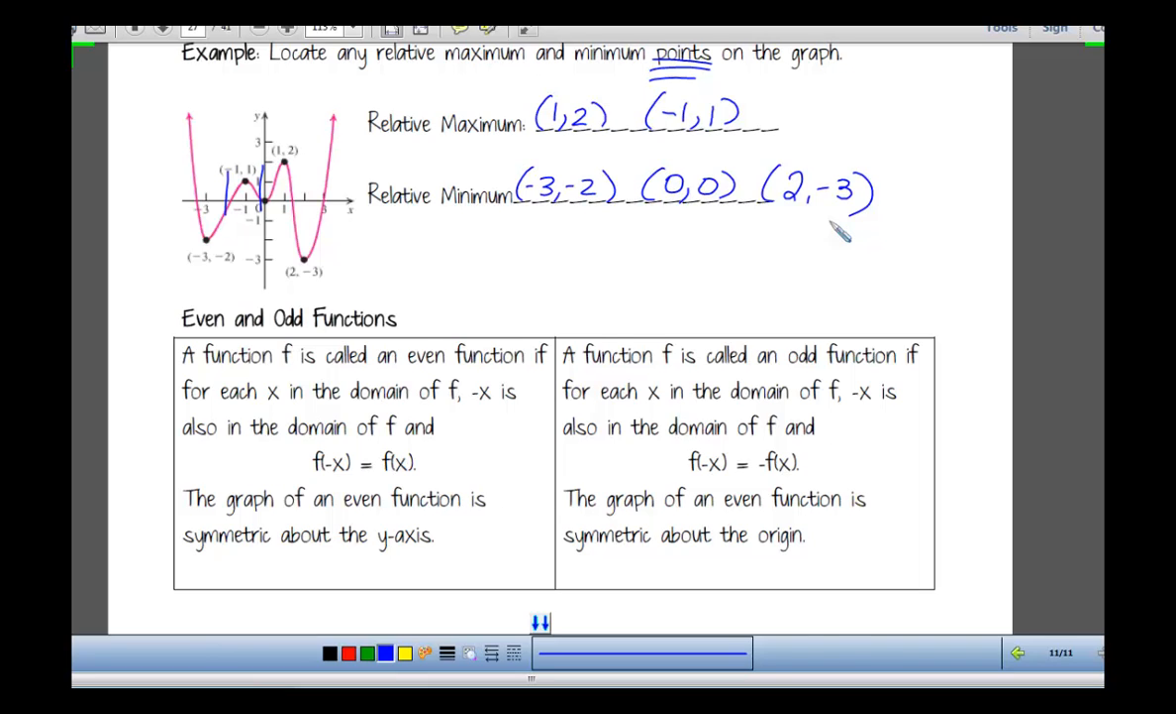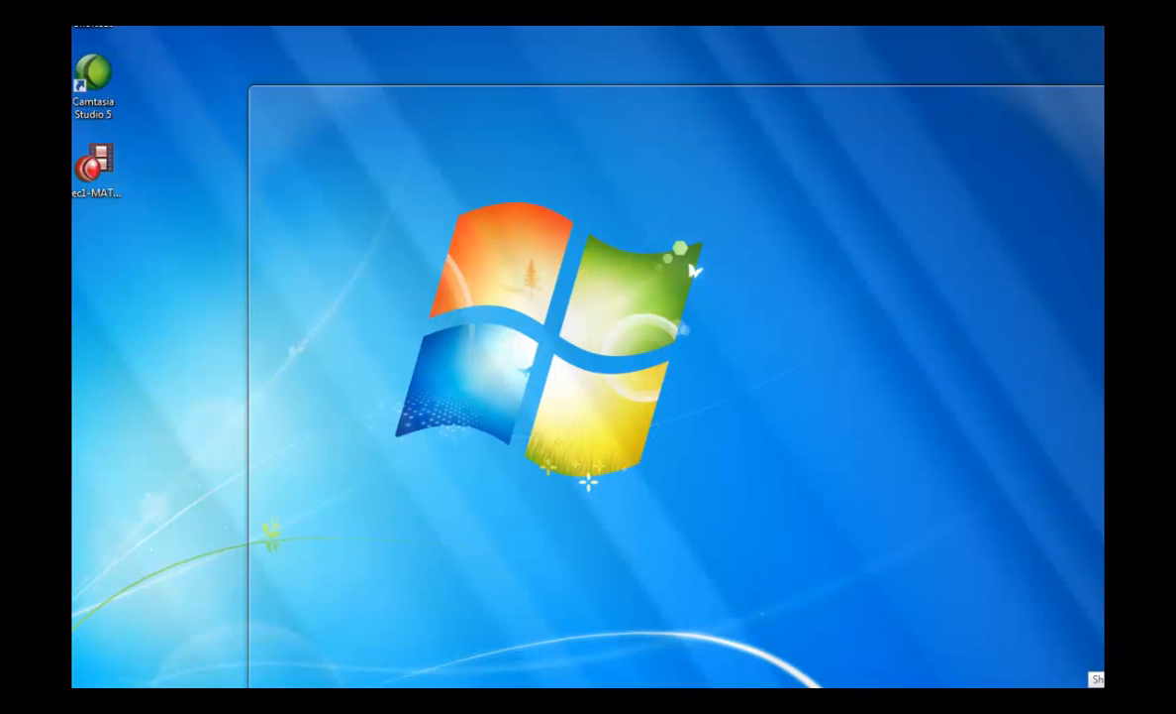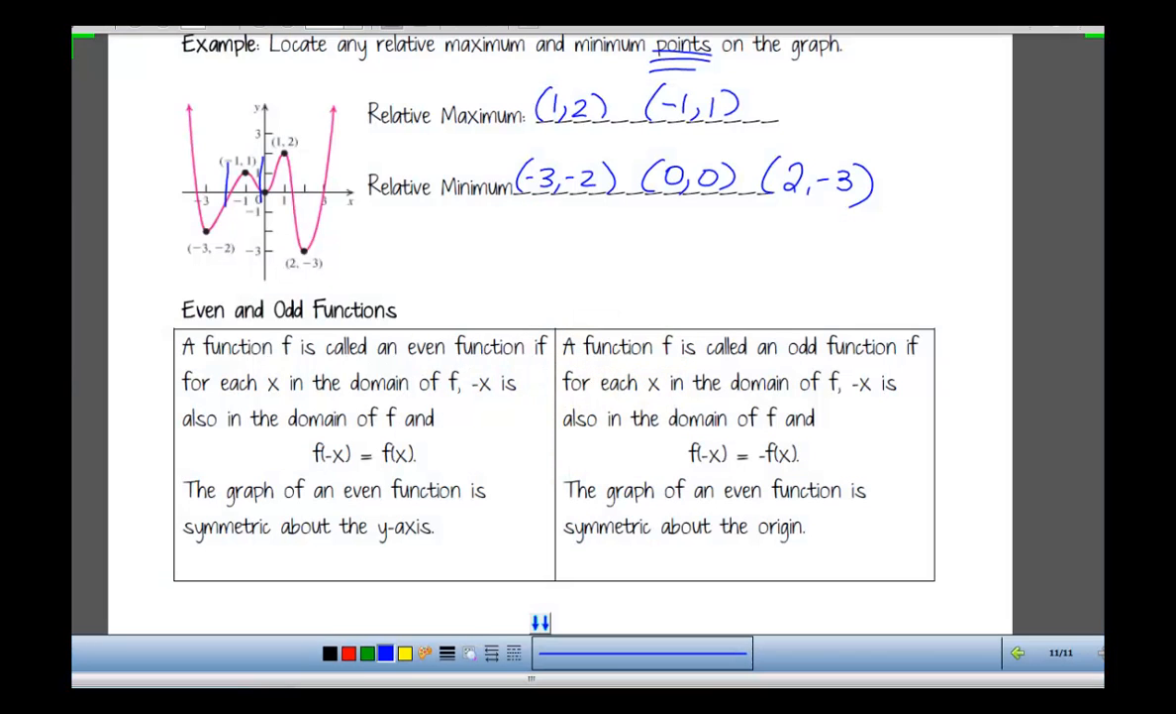Okay. All right, even and odd functions. A function f is called an even function if for each x in the domain of f, negative x is also in the domain of f, and f of negative x equals f of x. The graph of an even function is symmetric about the y-axis. Which we talked about symmetry already, right?